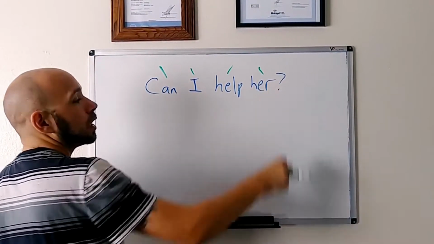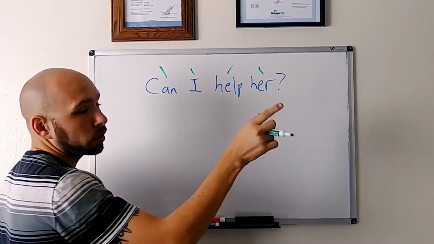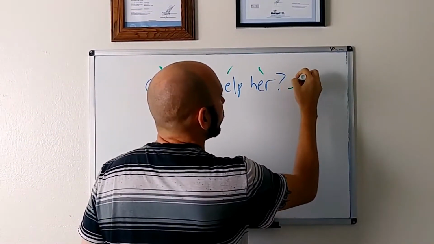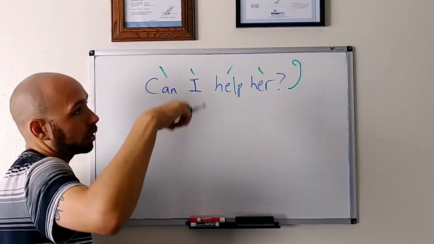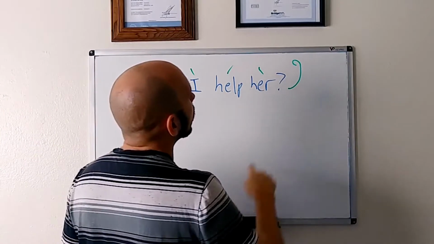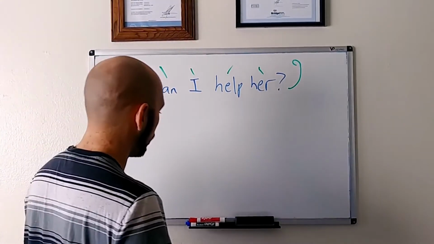And what about the intonation at the end? We go up, we go down. Can I help her? We go up. Okay, and then I would add, there's a little curl, like a question curl. Can I help her? But it goes up because this is a yes or no question, not a WH question.